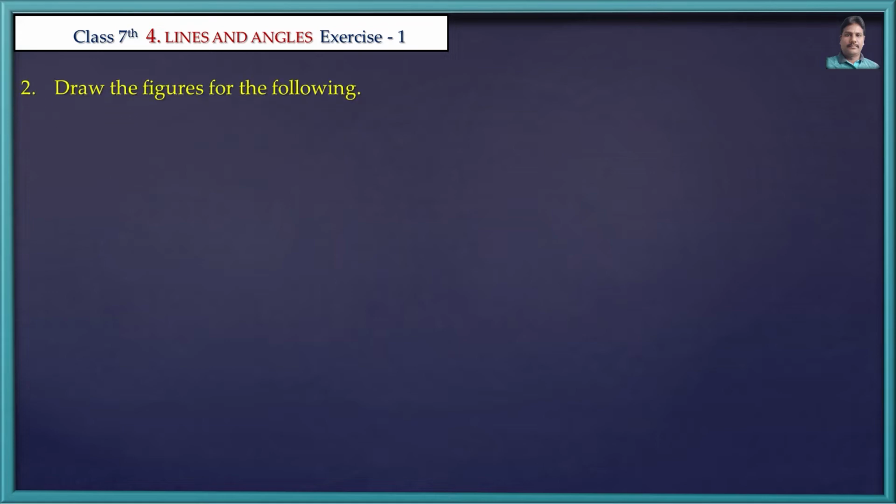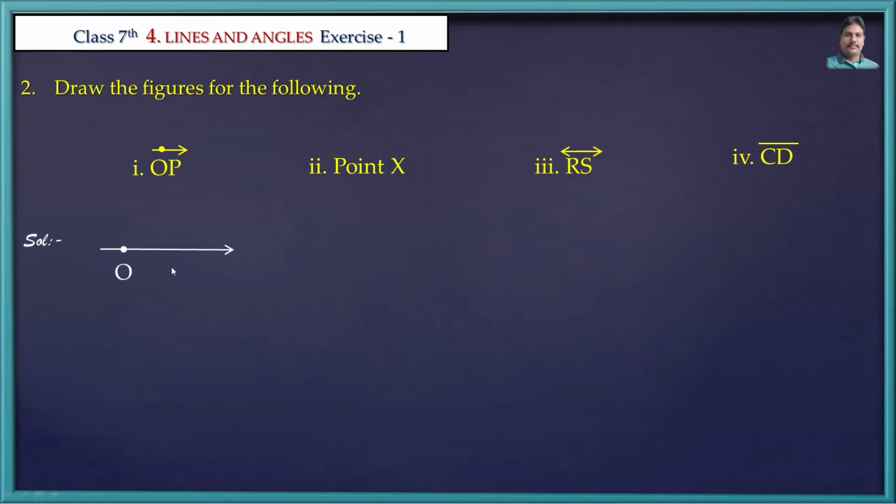Next problem. Draw the figures for the following. These are the problems. See the first one. Here OP is given on the upper side. There is a single arrow given with one dot on the other end. So how we can draw it is, first of all, draw an arrow, put a point on the other side, mark it as O, and put another dot here, mark it as P. So this is a ray OP.